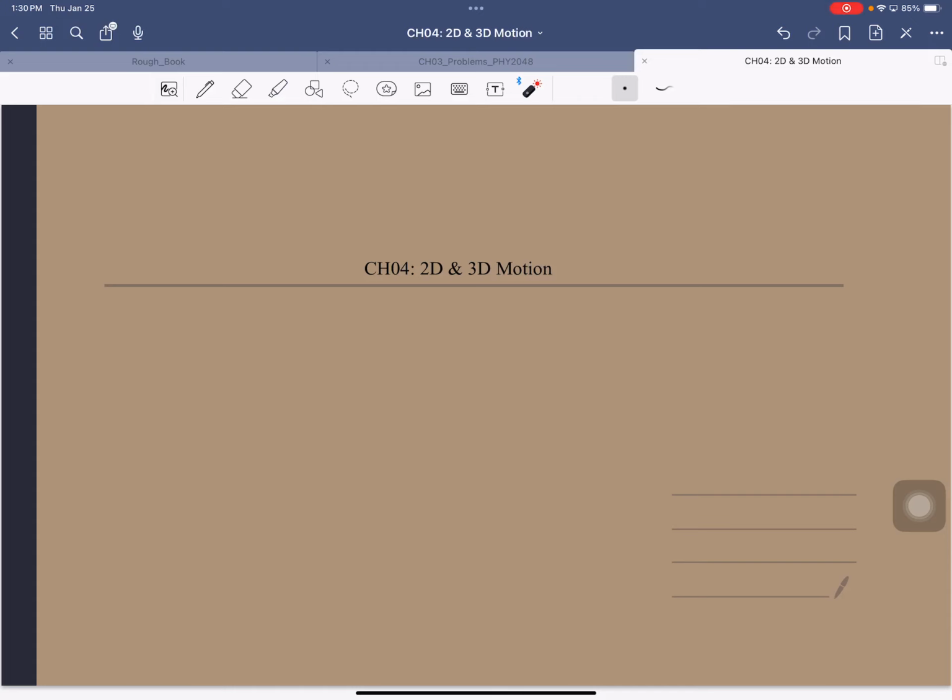Okay, so in chapter 4, we'll study 2D and 3D motion. In the previous chapter we studied motion in 1 dimension, and so now we are going to study a more realistic motion, a motion in 3 dimensions, and then we'll specialize everything we learn to 2D motion.